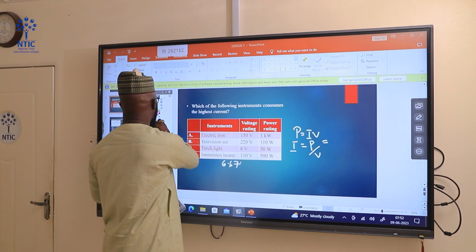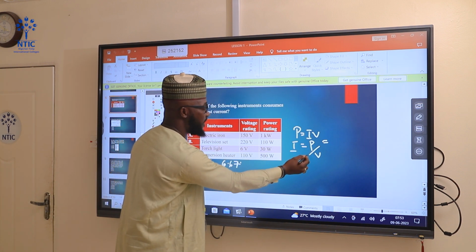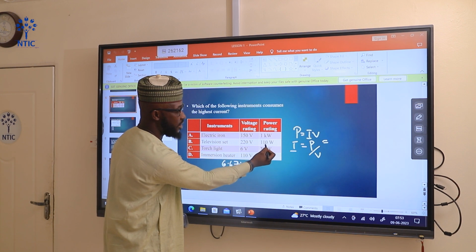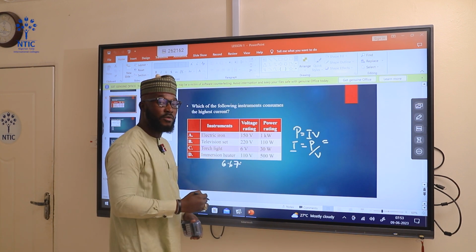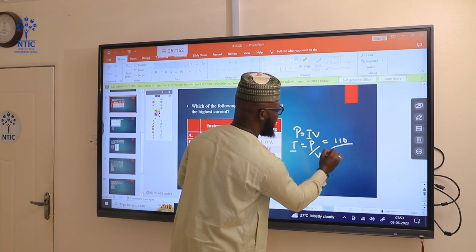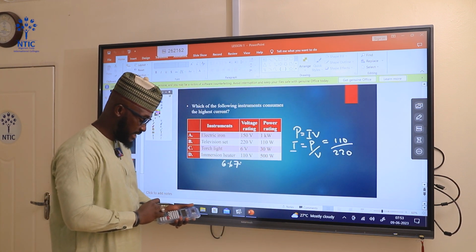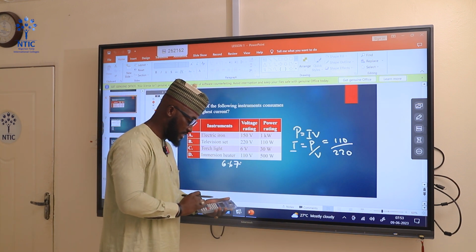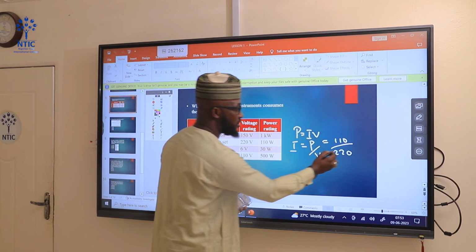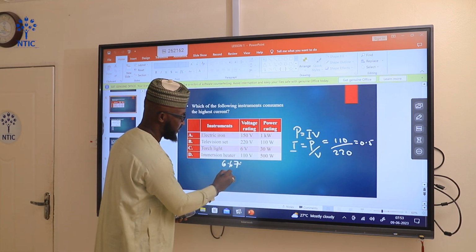Okay. Option B. Remember, we are using this formula, P over V. So therefore, we are taking 110 divided by 220. Let's check again: 110 divided by 220. This will give us 0.5. So for option B, we have 0.5.